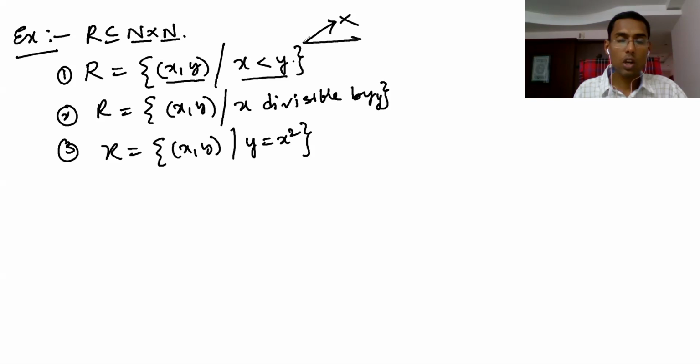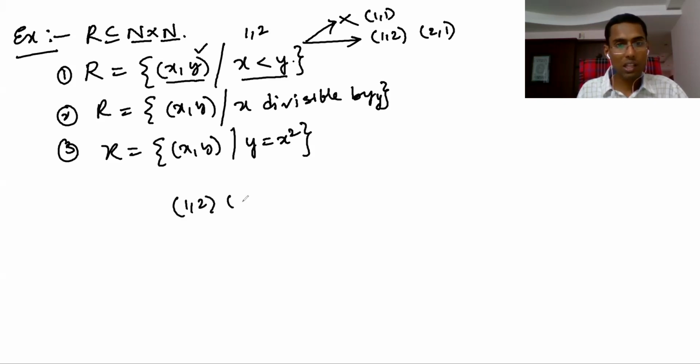Whether it is symmetric or not: (1, 2) will be there, because 1 is less than 2. (1, 2) will be there, but (2, 1) won't be there. Why won't (2, 1) be there? (2, 1) means 2 must be less than 1. (x, y) will be there if x is less than y. So that means here some elements I'm writing.